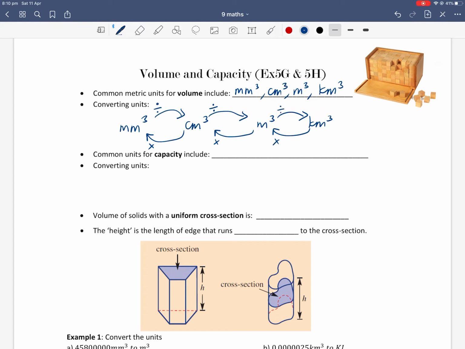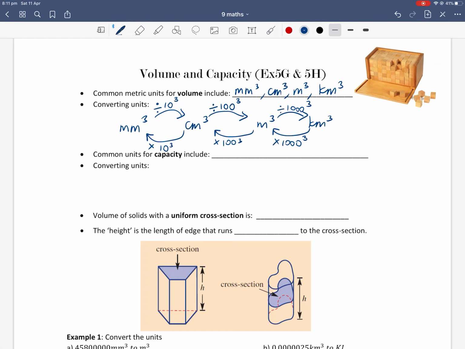Now, there are 10 millimeters in a centimeter, so on the top it's 10, but because we are cubing all the units, 10 cubed is what we're dividing by and multiplying by. From centimeters cubed to meters cubed, there's 100 centimeters in a meter, and because we're cubing all the units, it's 100 cubed. Similarly, there are 1,000 meters in a kilometer, but because volume is all about cubic units, we have to multiply and divide by 1,000 cubed.